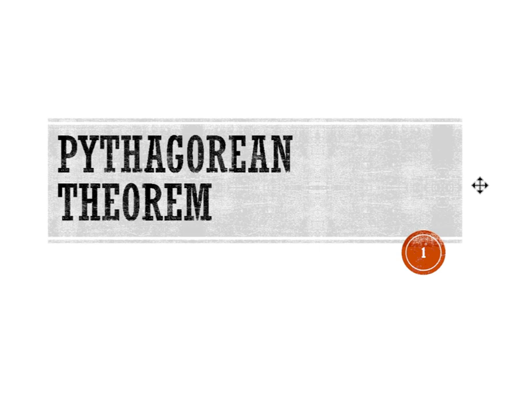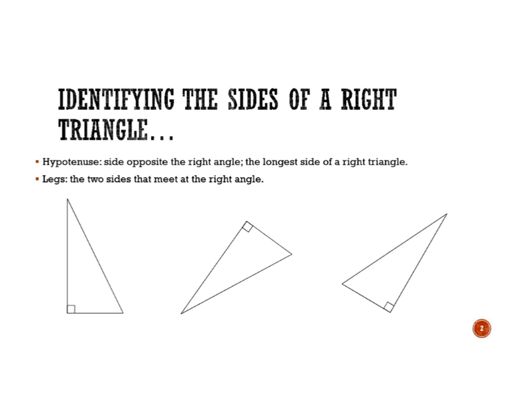Today we will talk about the Pythagorean Theorem. First, we can only apply the Pythagorean Theorem when we have a right angle. So we're going to find the way to identify the different sides of a right triangle.